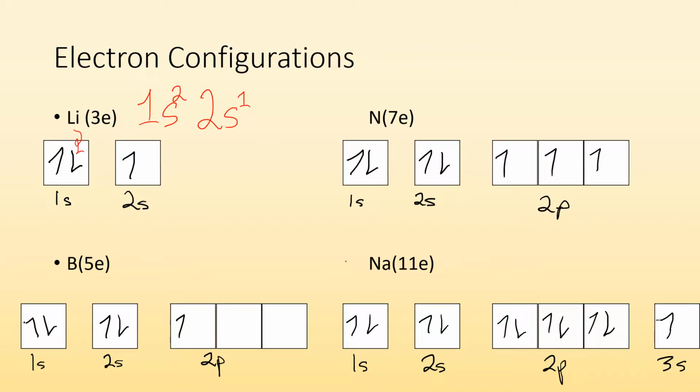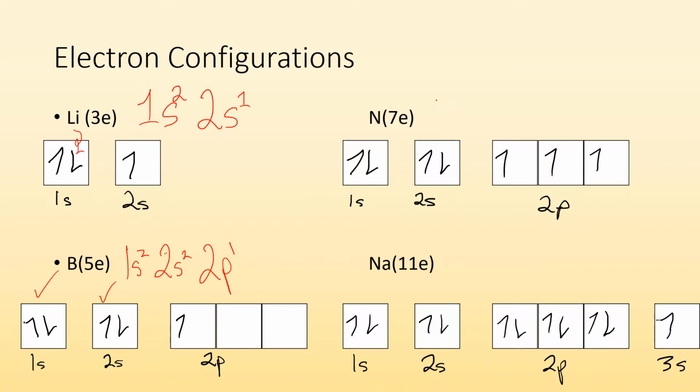All right, welcome back. So let's take a look at the next one. Again, I have 1s2. I've done my first orbital. Now I look at my second orbital, 2s2. I've handled my second orbital. Now I'm on to the 2p. Oh, but wait, there's only 1 electron there, so this would be 2p1. And that would be my configuration for boron. I think I might have said beryllium, but I meant boron.